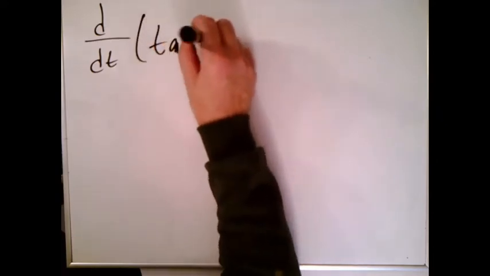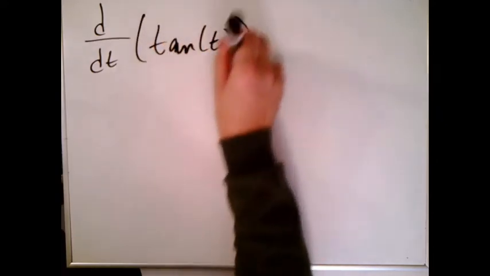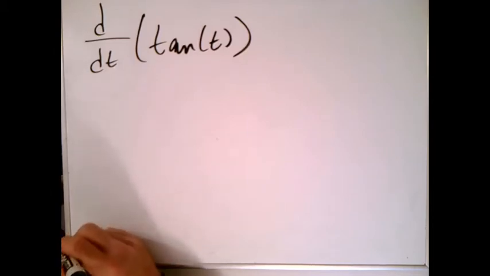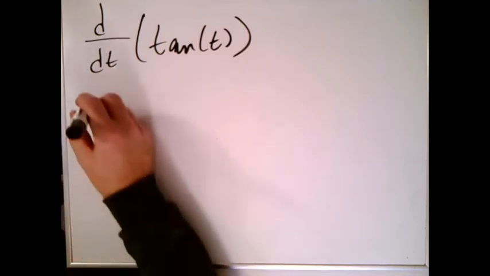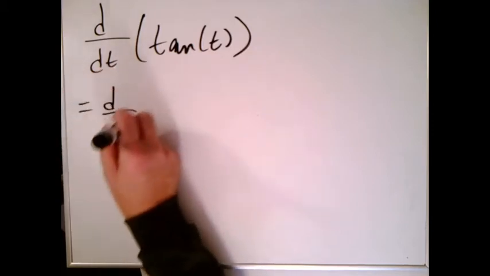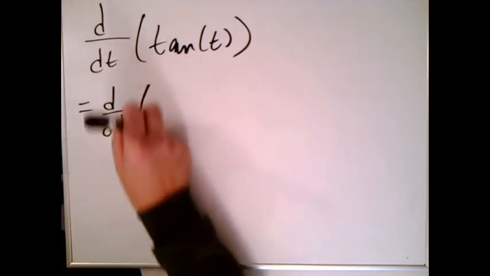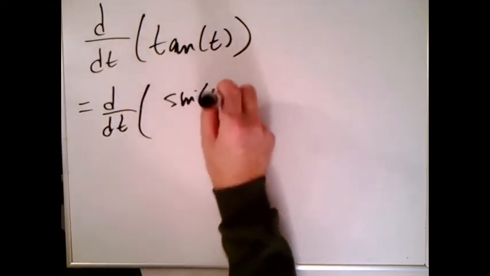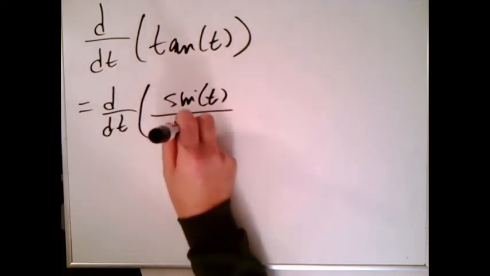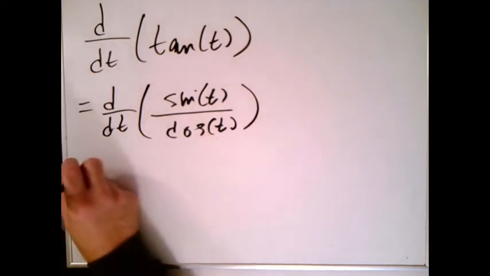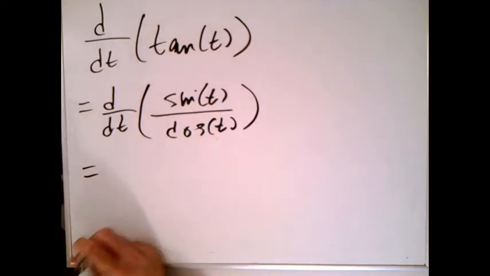Now the thing about it is, all we know how to take the derivative of is sines and cosines, but we also know how to take derivatives of fractions. And remember that tangent is a fraction. So this is just a derivative of sine over cosine, like this.